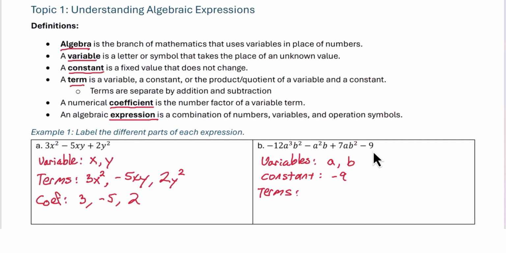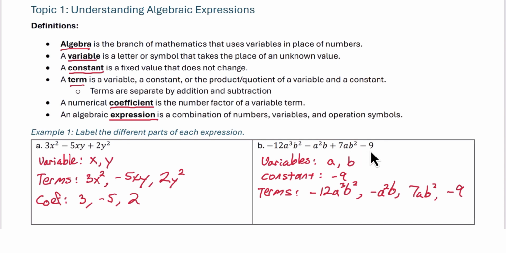Now let's look at the terms. The term up first, -12a cubed b squared. That is your first term. Then we have -a squared b, 7ab squared, and then the -9 is also a term.